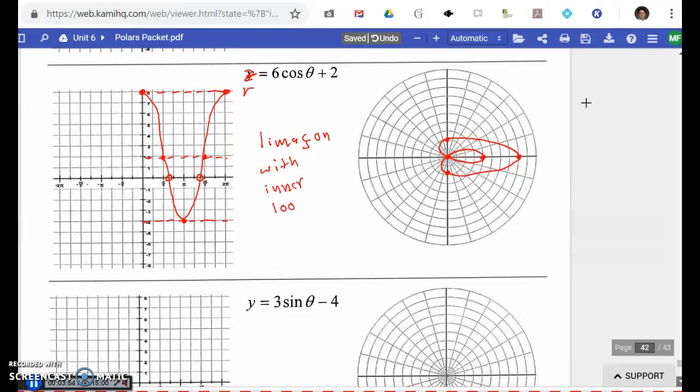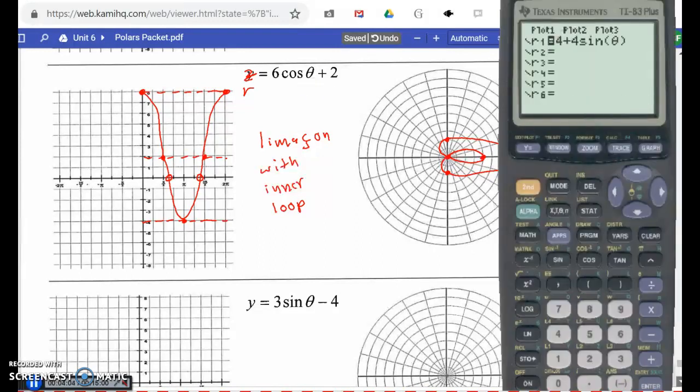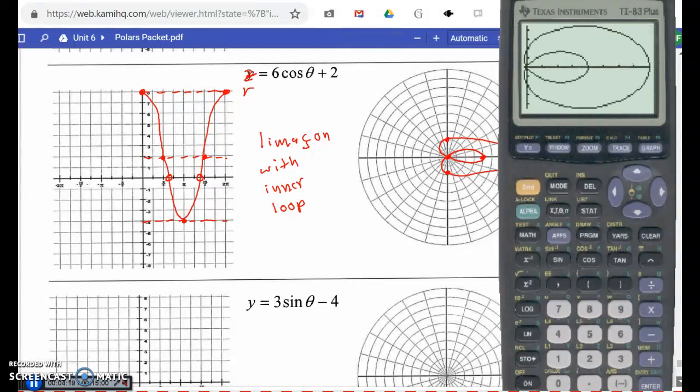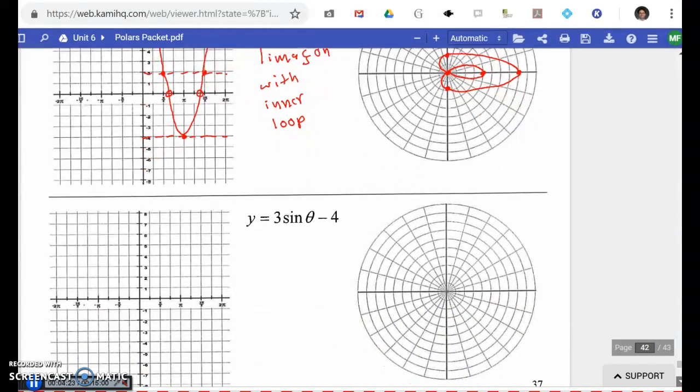Once again, if you want to see what that would look like on the graphing calculator, which you get to use on the entire test. Bringing up this calculator is a little annoying. There it is. Okay, y equals, I'll put in 2 plus 6 cosine theta. And once again, I'm going to go to zoom and pick option 0. And hopefully it'll give me a pretty good picture. And there it is.